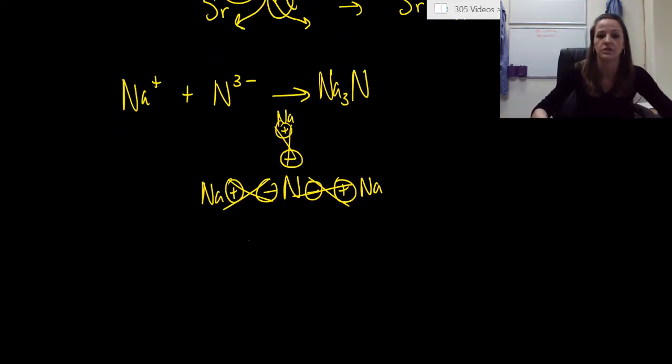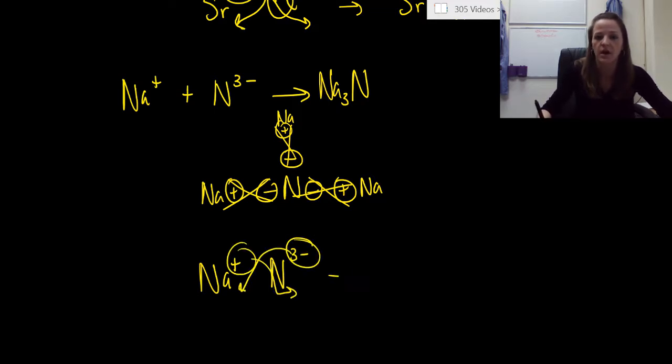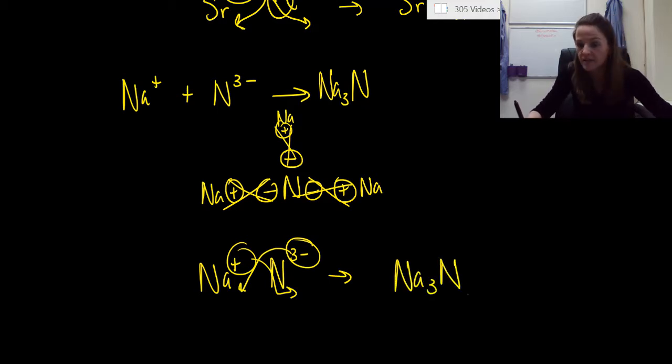And again, if you wanted to do the cross method, you take the 3 down here, the positive goes down here, and then you just rewrite it. So you would say you have Na3N, and then it's a +1, but we don't write our 1s. Hopefully this is making sense.